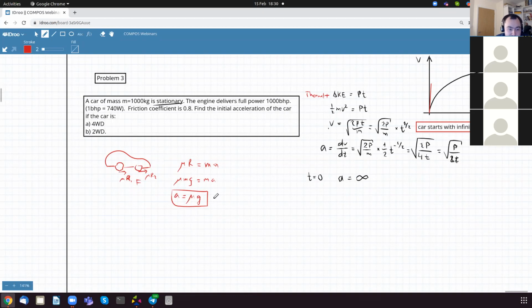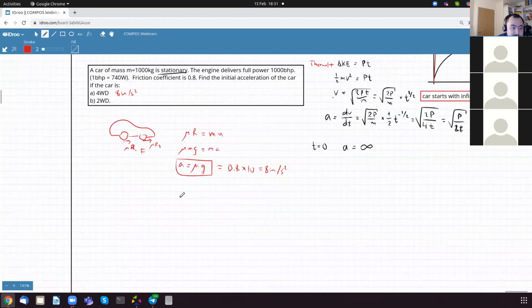So the acceleration is mu g, so 0.8. Well, for simplicity, we'll assume g is 10, so it's 8 meters per second squared. And for a two-wheel drive car, the acceleration, so that's for a four-wheel drive. For a two-wheel drive car, it's going to be ma equals mu, let's say if it's back wheels driving, mu R1.